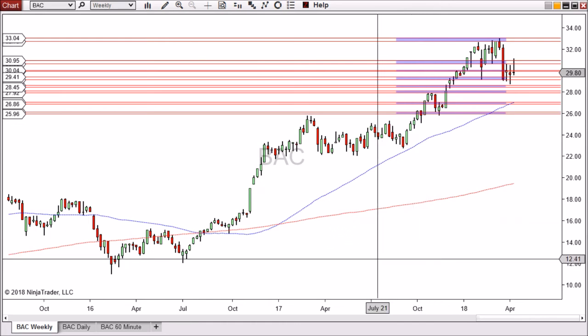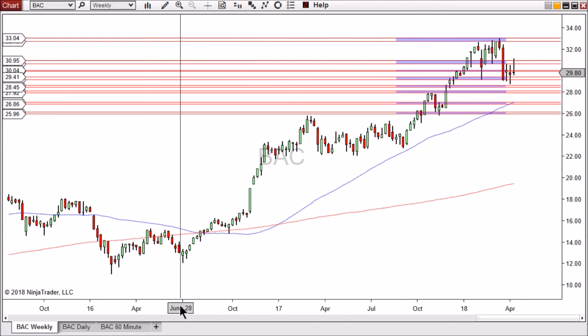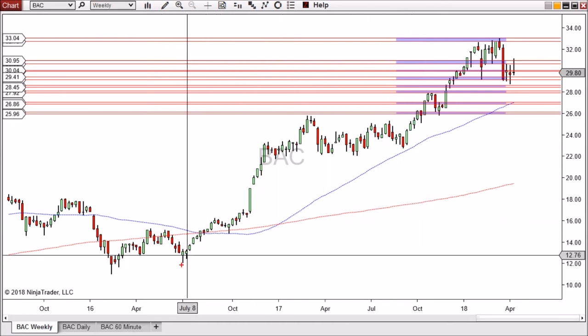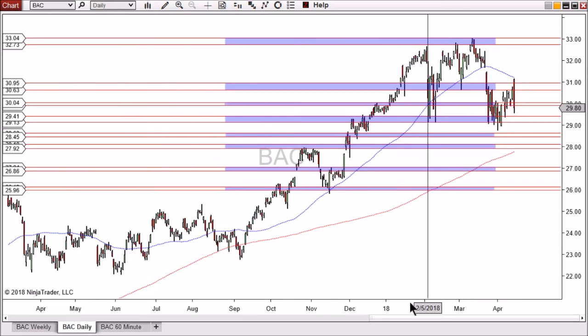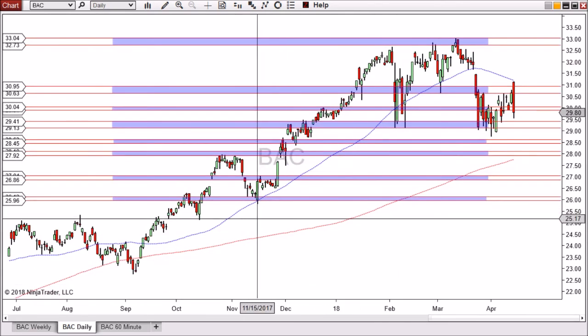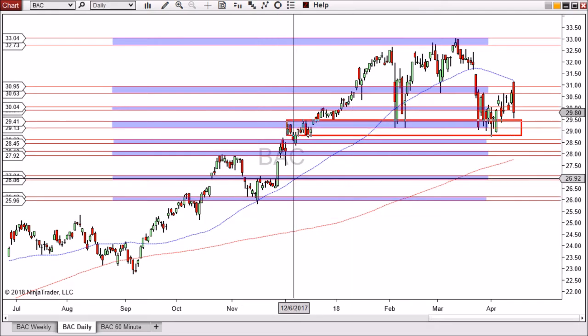So let's take a look at the weekly on B of A, and you can see that the trend is still pretty much up, right? Even though it seemed a little bit choppy recently and might be heading down. Looking at the daily, it seems to be holding this area of support here and trying to get back above this zone.